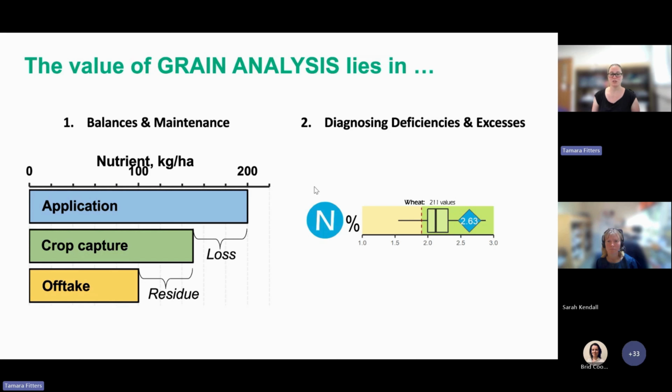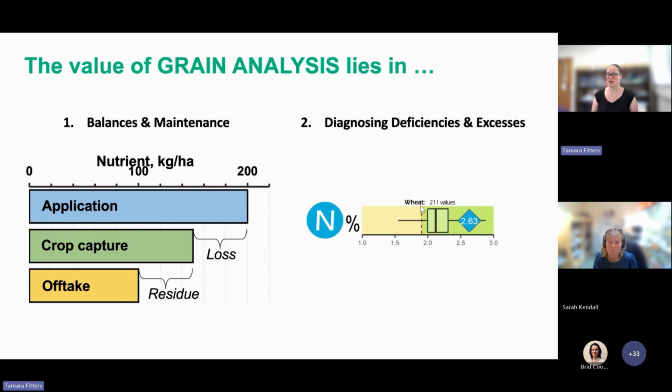What we have been doing a lot is making these little graphs called box plots, where you can look at all the values that people have entered. In this year, there were 211 wheat fields entered into this benchmarking exercise. You can see the lowest value was just above 1.5, and the highest value was just about 2.9% nitrogen. And this is the value of this particular field that we have taken as an example.